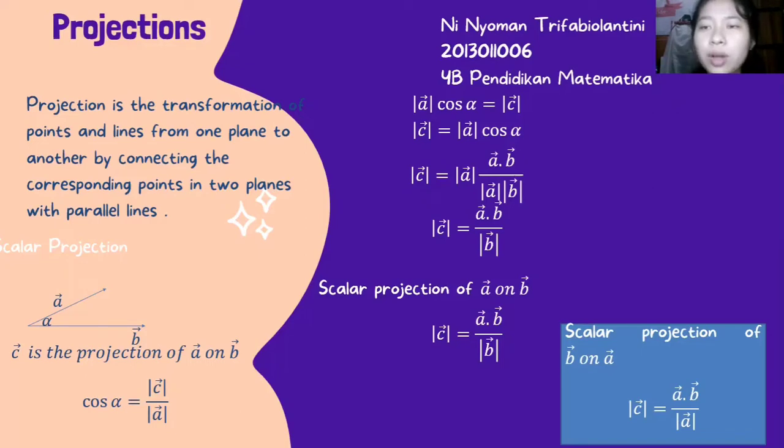I will talk about projection. Projection is the transformation of points and lines from one plane to another by connecting the corresponding points in two planes with parallel lines. And there are two types of projection in the vector discussion, namely scalar projection and orthogonal projection. The first, scalar projection.